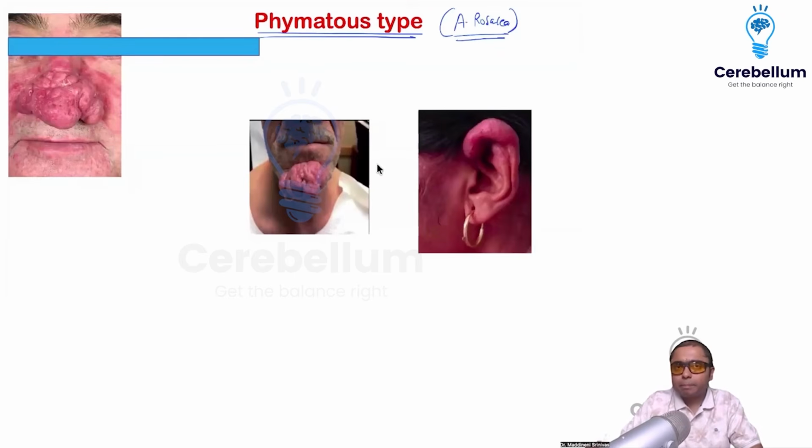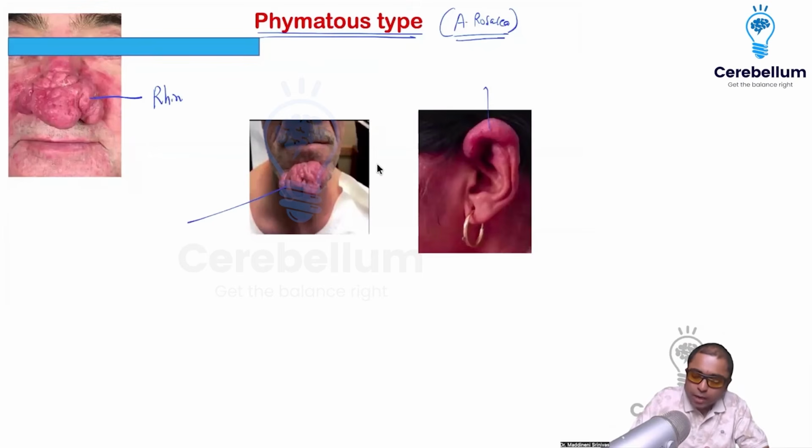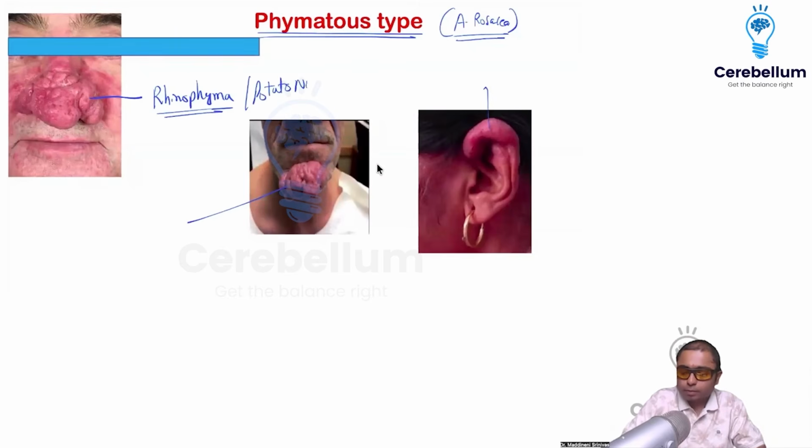In this acne rosacea, there could be thickening and irregularities of the nose, as you are able to see here, of the chin, or of the earlobes. This nose involvement is called rhinophyma, thickening and irregularities of the nose, also called potato nose. This is called gnatophyma, and this is called otophyma. Phyma is basically thickening and irregularities in the skin.